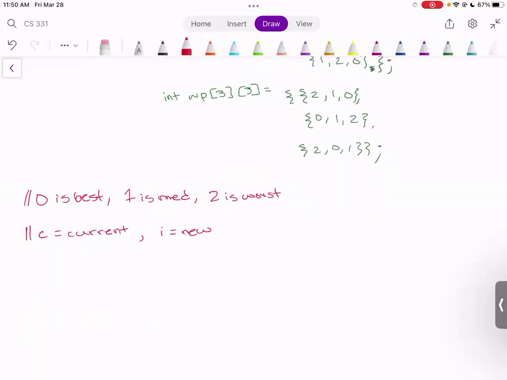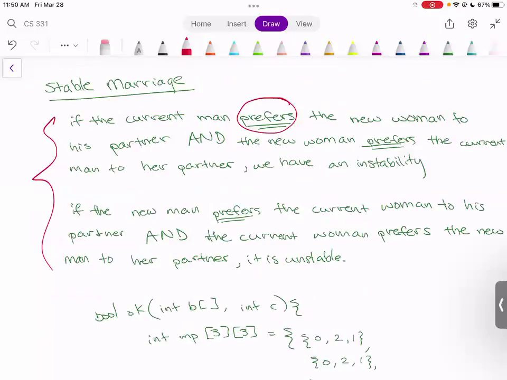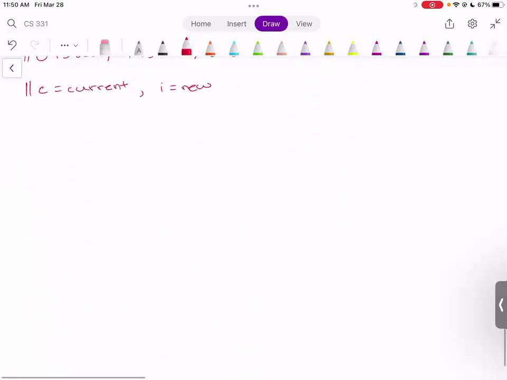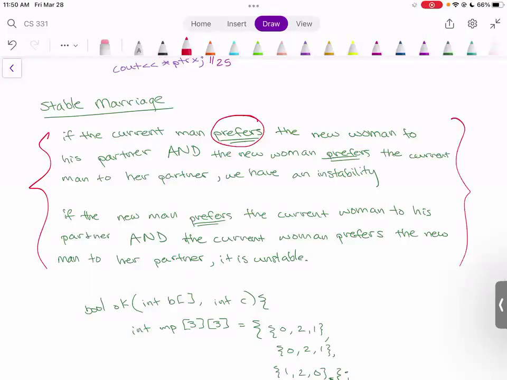Okay. Good. So when we're talking about the man, we speak about the man's preference. So, if the current man prefers the new woman to his partner, and the new woman prefers the current man, then we have an instability. Okay, so let's write that down. Can you say that again? I just read it from up here, this first portion.